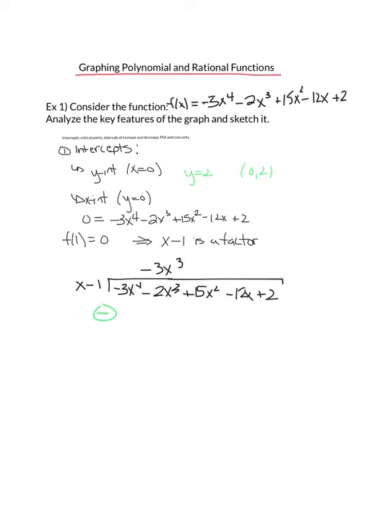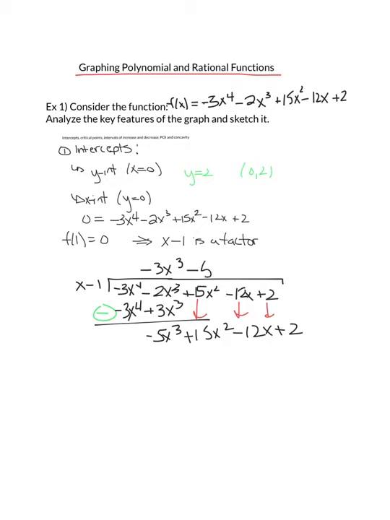And I have negative 3x to the 3 times the x, so that's going to give me a minus 3x to the 4, and then negative 3x to the 3 times the negative 1, so plus a 3x cubed. I get negative 3x to the 4 minus negative 3x to the 4, so that is 0, and then a negative 2x cubed minus 3x cubed, so a negative 5x cubed. At this point, I can bring down the rest of my terms, so plus 15x squared minus 12x plus 2.